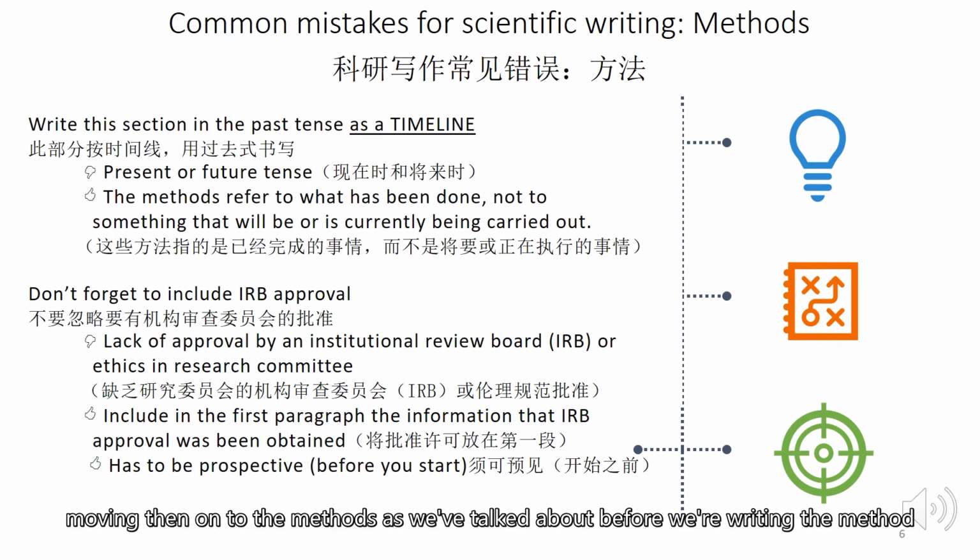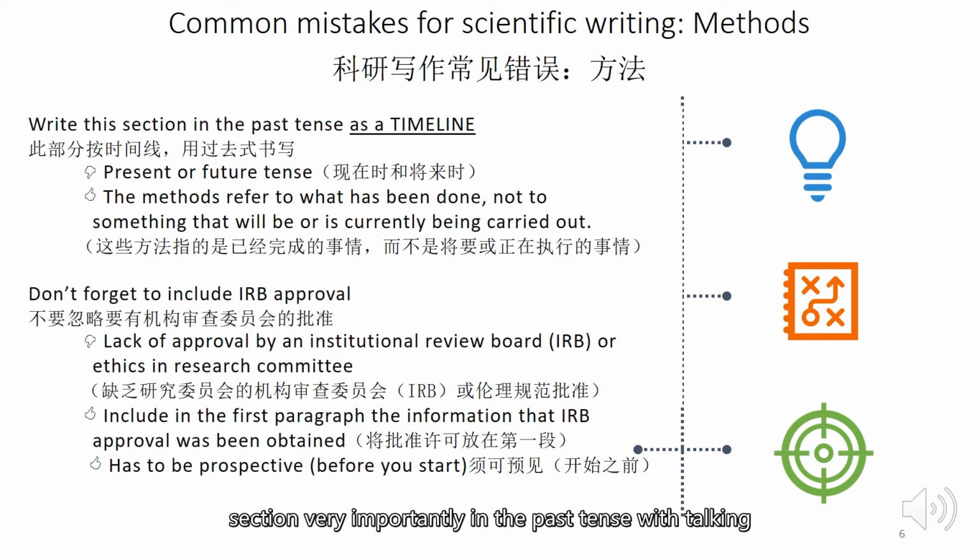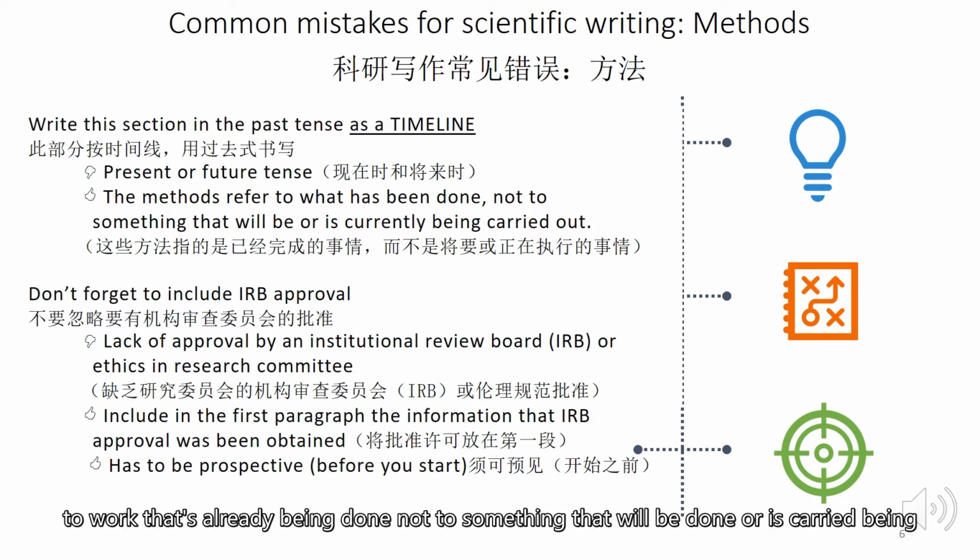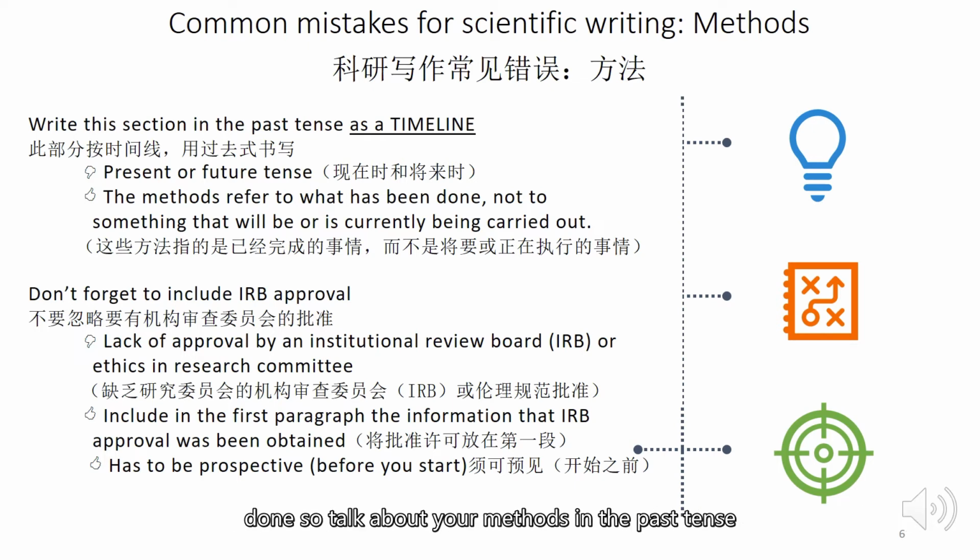Moving then on to the methods, as we've talked about before, we're writing the methods section, very importantly, in the past tense. We're talking about the only aspect of your academic article writing of an area that's been done before. So, a mistake that lots of authors make when writing the methods is to write in the present or in the future tense. You are referring in your methods section to work that's already been done, not to something that will be done or is currently being done. So, talk about your methods in the past tense.